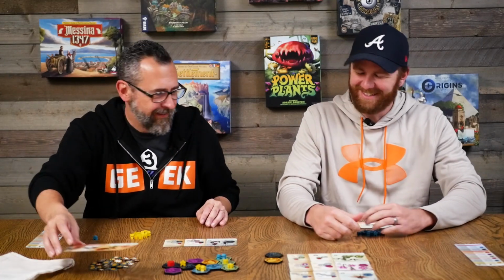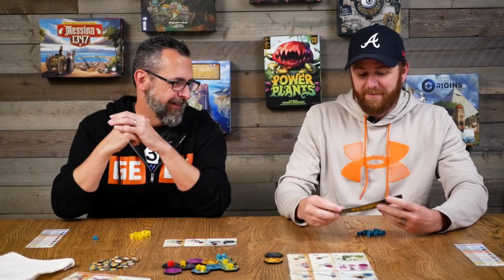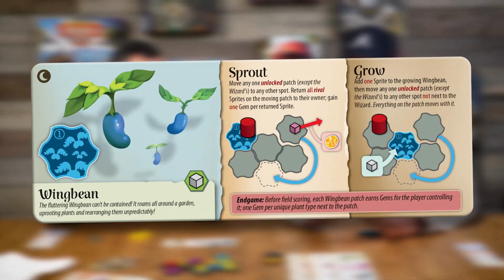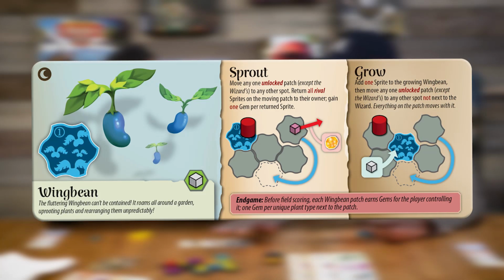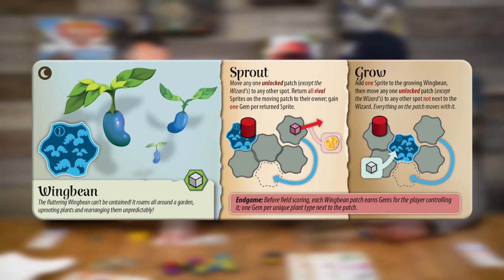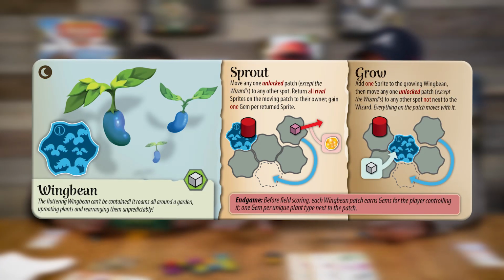Yeah, it's vulnerable. Yeah. And what's your favorite one here? This is my favorite one. This is the Wing Bean. And the Wing Bean really changes the game because the Wing Bean actually lets you move the tiles. So far we haven't talked about any of that. No, we haven't. So this one actually lets you move the tiles.